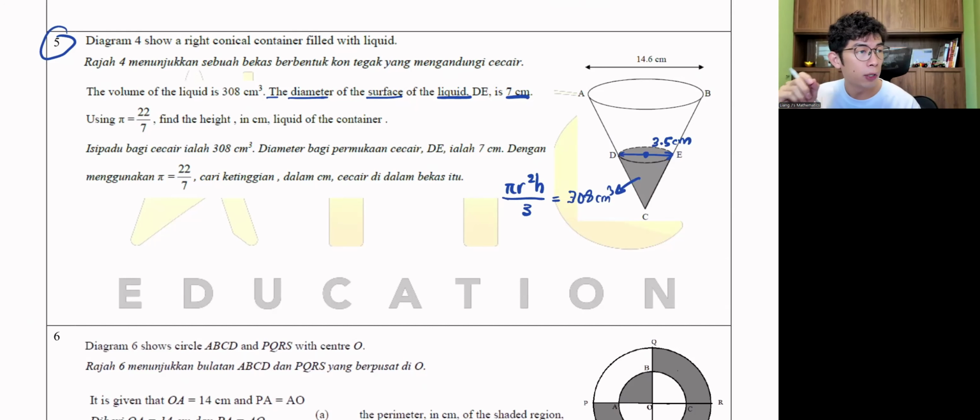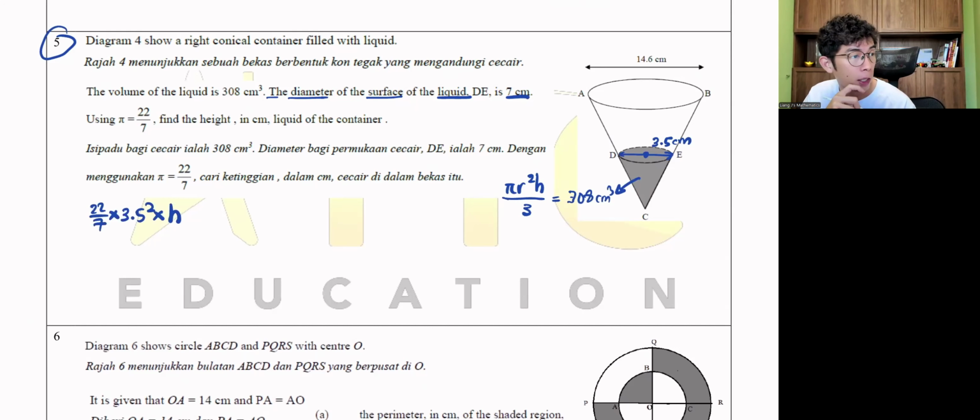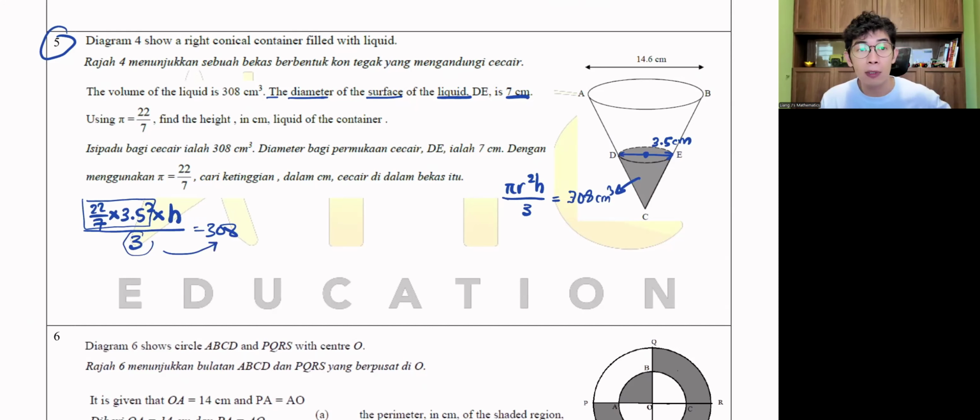Okay, everyone. So now, what we're going to do is pi 22/7. What is your radius, everyone? 3.5 squared. What is the height? H. Then this thing will be equal to 308. And what I do next, of course, you have to divide by 3, correct? The first thing I do depends on you. I will multiply this and leave it. Simultaneously, I will bring this divide over and make it times, as usual. 308 times 3, so I get 924.